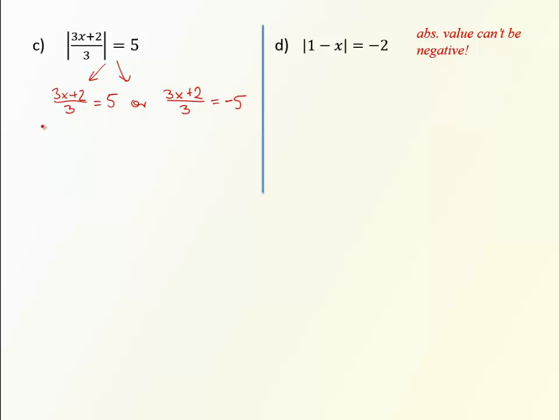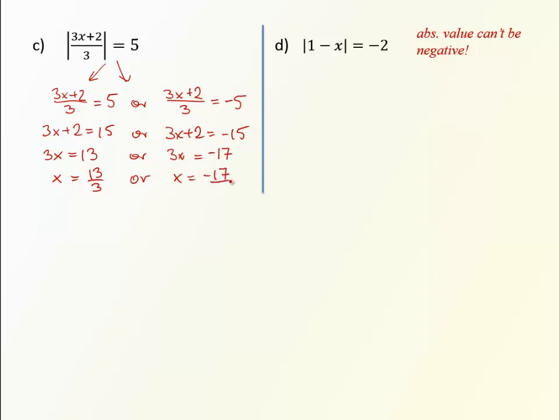And then solve it. Multiply by 3, you have 3x plus 2 equals 15, or 3x plus 2 equals negative 15. Then subtract 2, so you have 3x equals 13, or 3x equals negative 17. And finally divide by 3, so it's 13 thirds, or x is negative 17 thirds. So we have 2 possible answers.